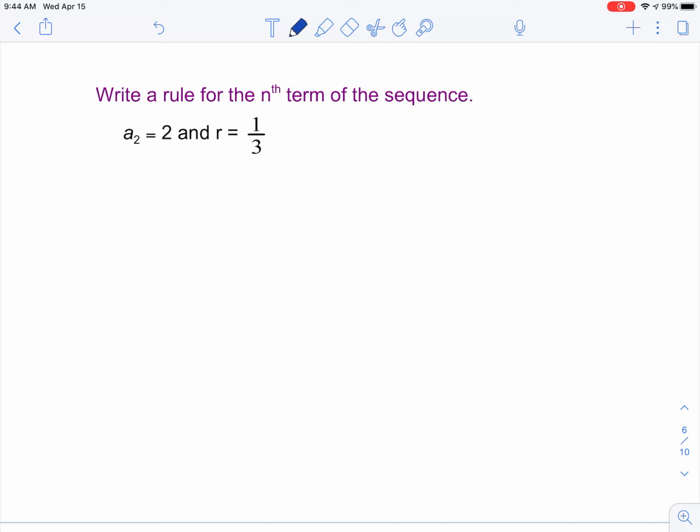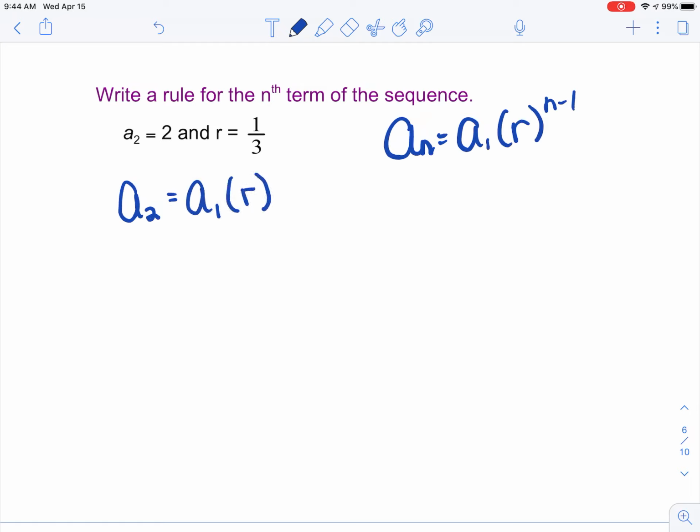Okay, next it says, write a rule for the nth term of the sequence. It gives us the second term and our r. But to put it into my formula, I need the first term and my r. So what can we do? Well, we can find our first term by putting in the second term. And remember, if my n is 2, I'm going to put 2 minus 1 up here.